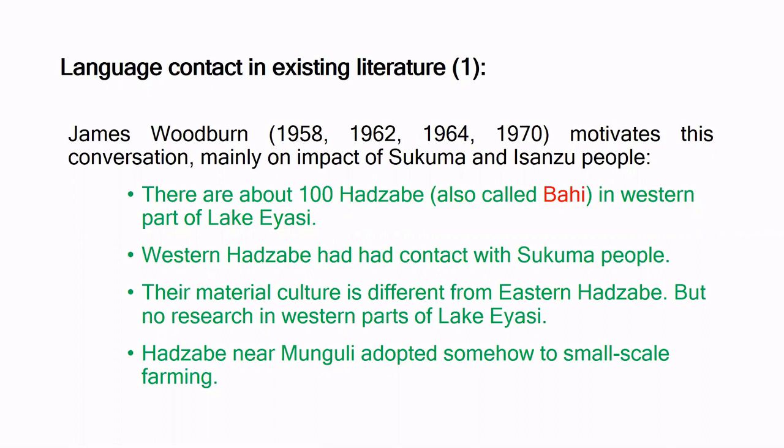And Woodburn, in the 1970s publications on the material culture of the Hadza, technically says he had not visited the western part. And in most of the works I am aware of, he keeps that statement. His research in the western parts of the Hadzabe is a little bit less. And he also mentions the presence of farming Hadzabe, small-scale farming Hadzabe people around Munguli in Mkalama district now, which used to be Ramba. And to me, those are more interesting as regards language contact.